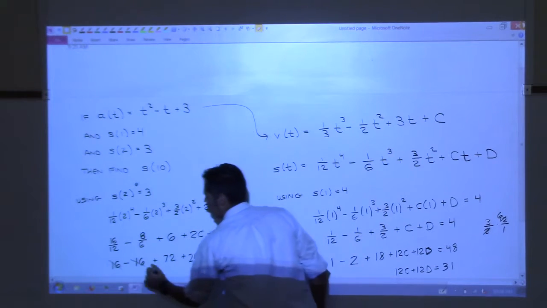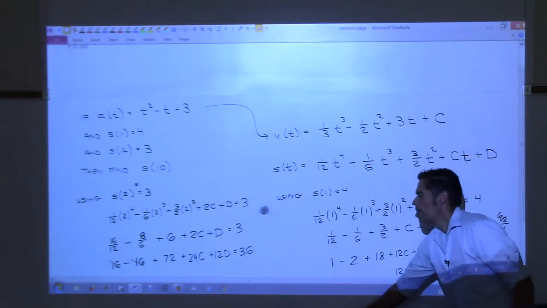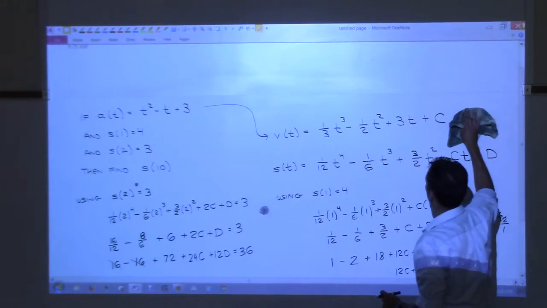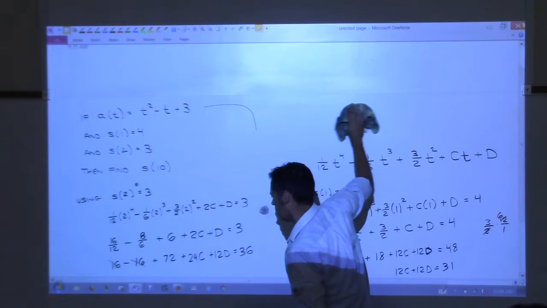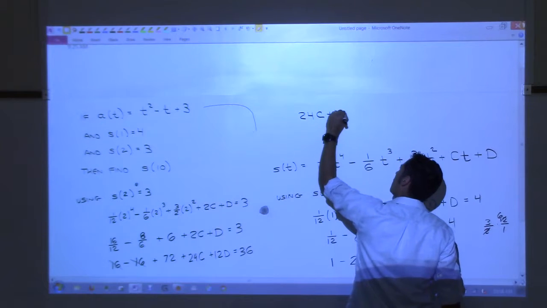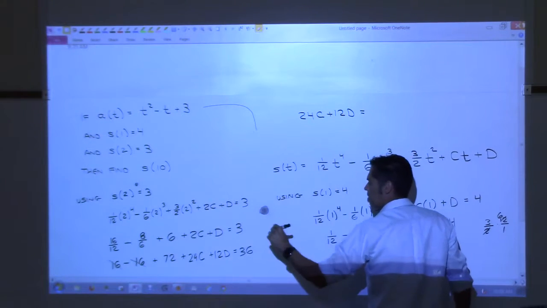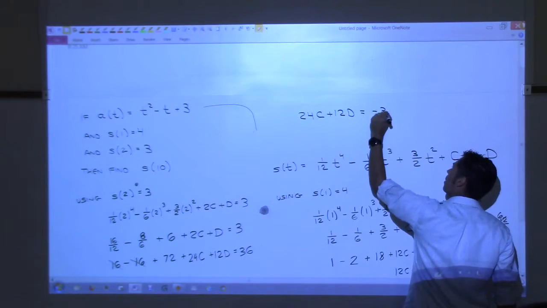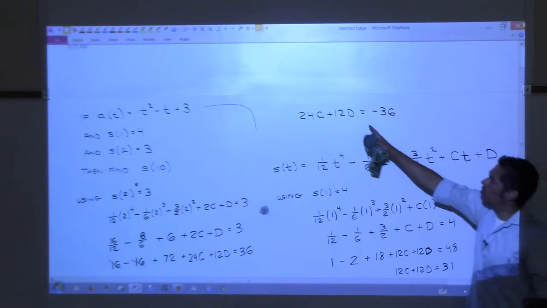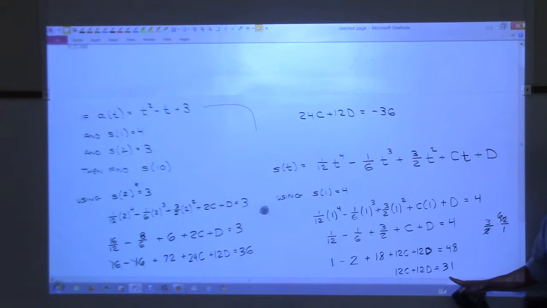So these 16s cancel. And I'm going to subtract 72 on both sides. And I have a negative, but let's see, I have 24C plus 12D equals negative 36. Questions? So I have another equation with 2 unknowns, but I already had an equation with 2 unknowns.